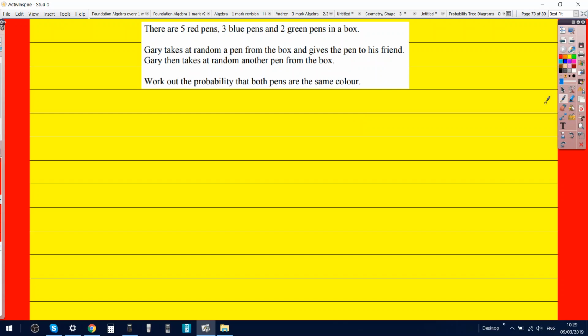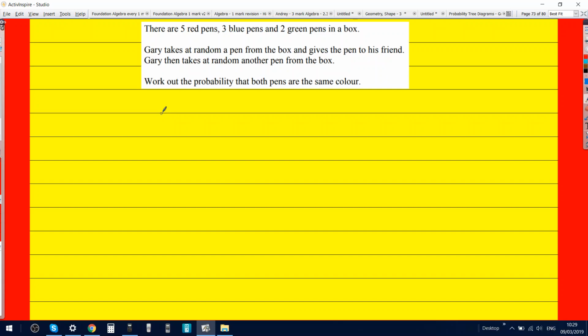Okay. So it has 5 red pens, 3 blue pens, and 2 green pens. Gary takes out a random pen from the box and gives the pen to his friend. So he would always be taking away one, because he's given one to his friend. So would the probabilities be like, for red pens giving it to his friend, 4 over 5, blue pens be 2 over 3, and then green pens be 1 over 2?